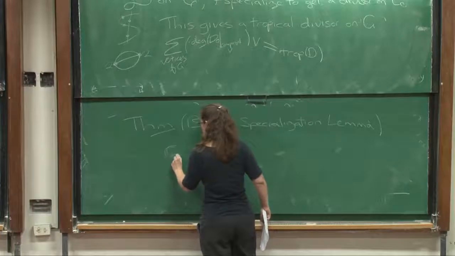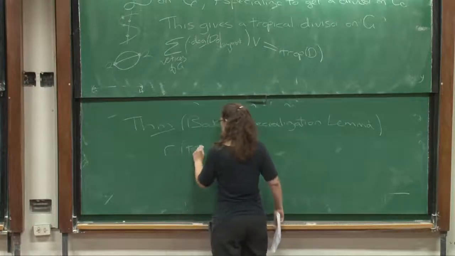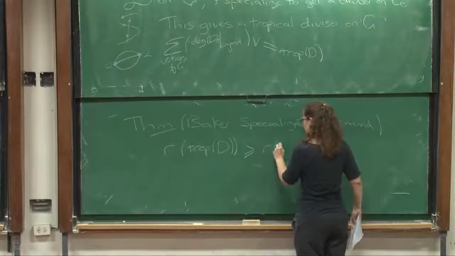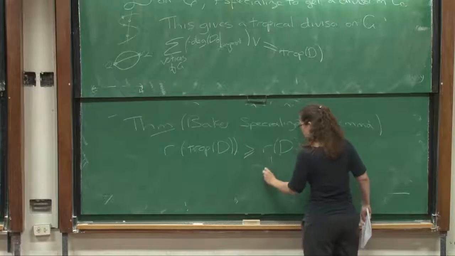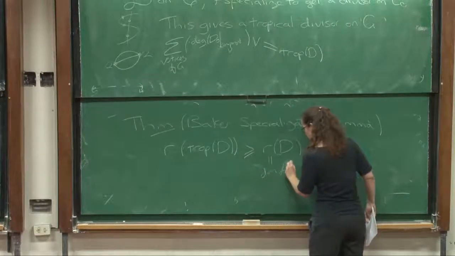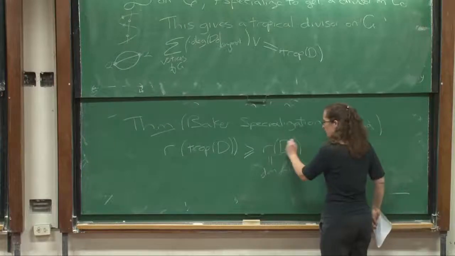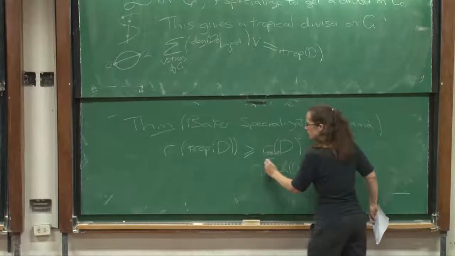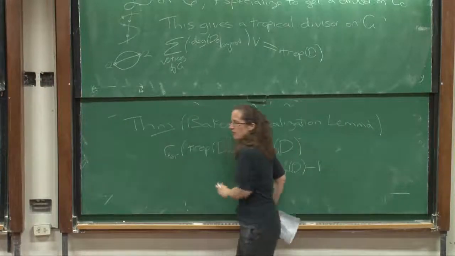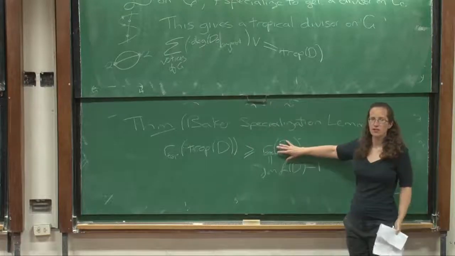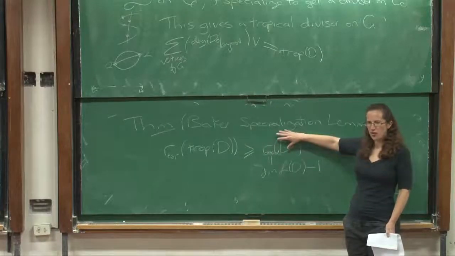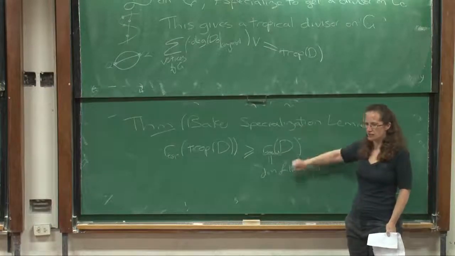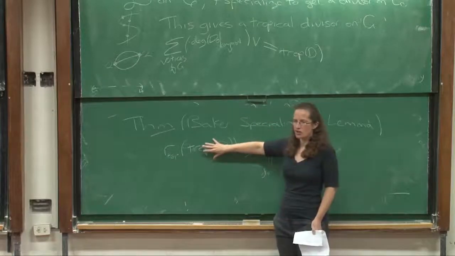The rank r of trop D is at least r of D, where here we mean the dimension of L of D minus 1, and here we mean the classical one, and here we'll write trop for the tropical one. This is the number that you learn in a curve algebraic geometry class. You take the linear series on D, you take its dimension as a vector space, and subtract 1. This is the tropical number I just described.